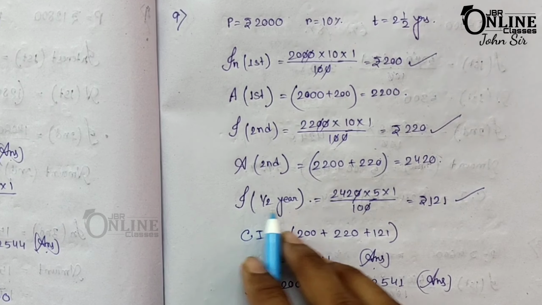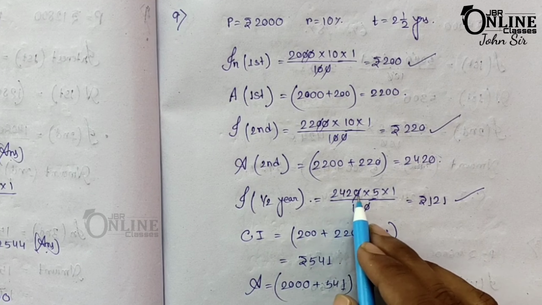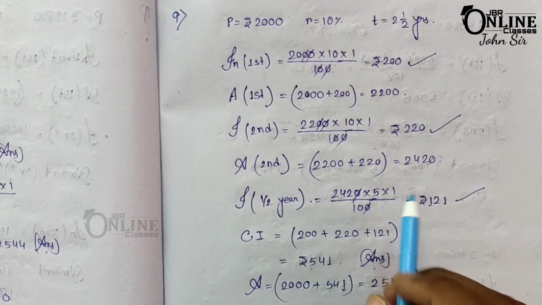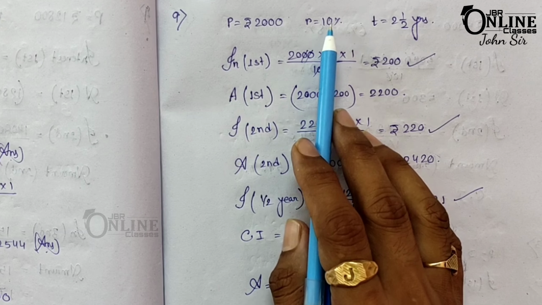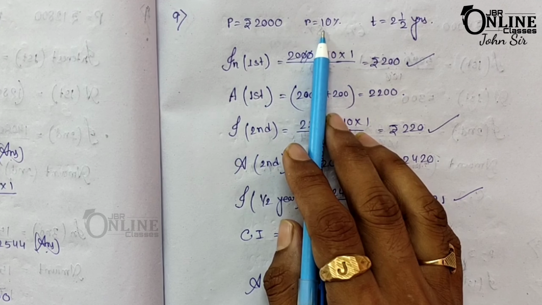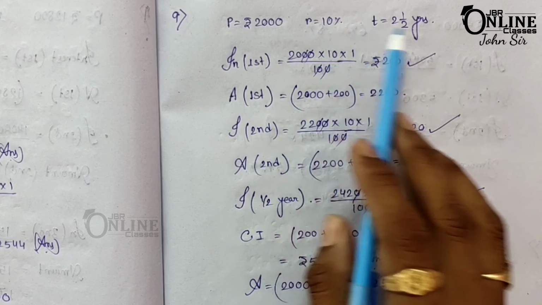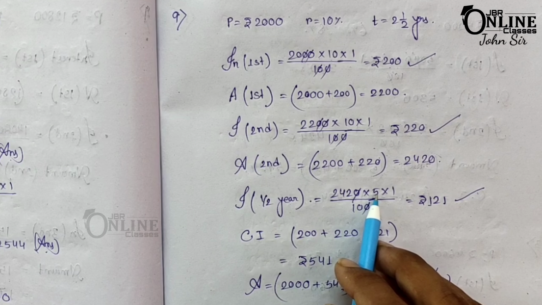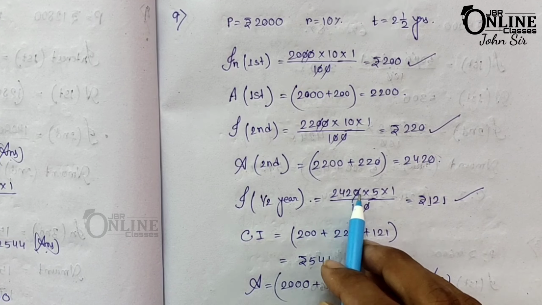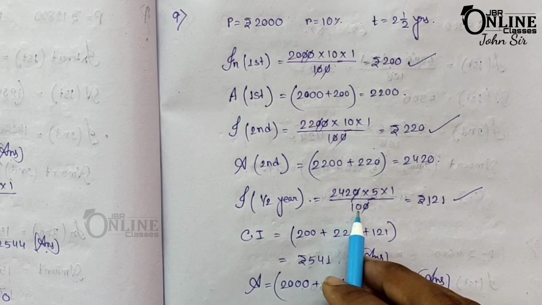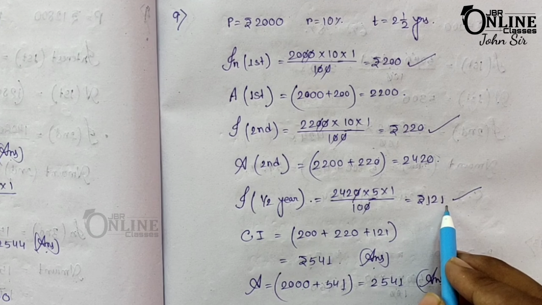So interest for next half year equals 2420 into 5, as the 10% is the rate of interest for the whole year. That means for the whole first year, as here it is half year, so interest will also be half. That means 2420 into 5 into 1 by 100, that equals rupees 121.